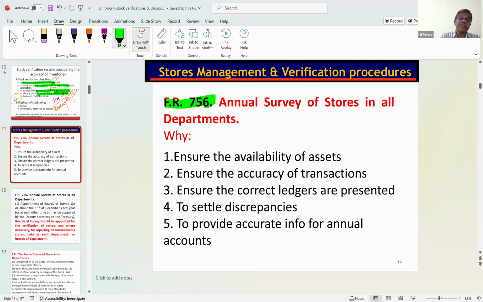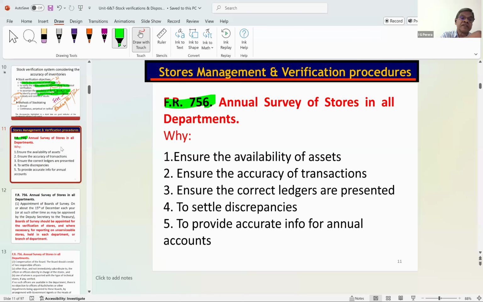Financial Regulation 756, annual survey of stores in all departments. If you go through this particular document, I'm not going to read all the clauses, but I'm showing it because if you are in the government sector, the financial regulations is your Bible. If you have a stores manual prepared, the manual should be read. The manual is also basically prepared based on the financial regulations.